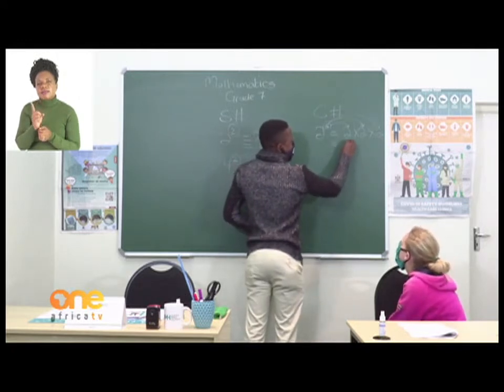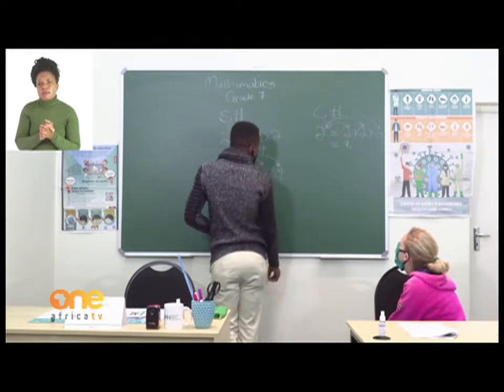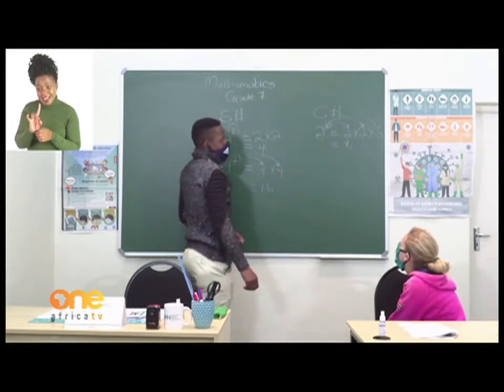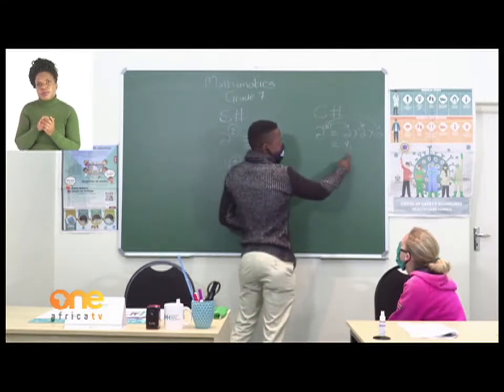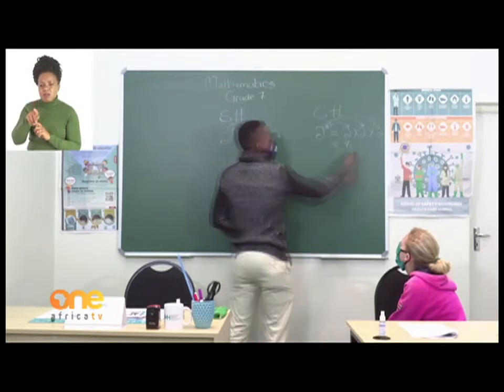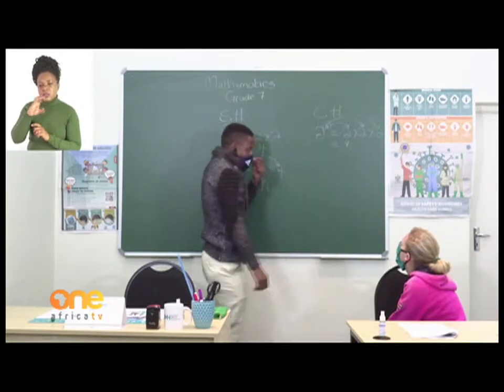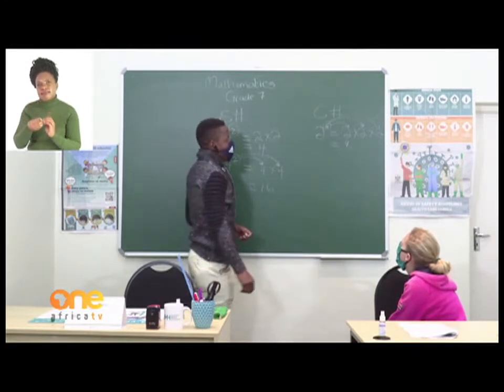So 8 is a cube number. We can also say 8 is a product because it came up by multiplying numbers. And we said an answer to multiplication is called a product.